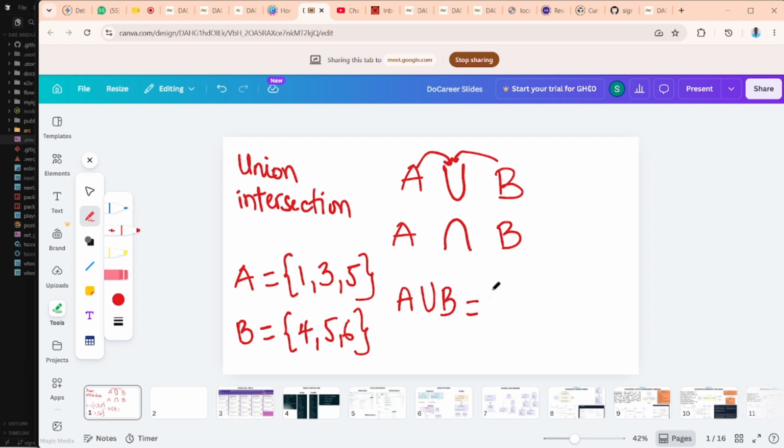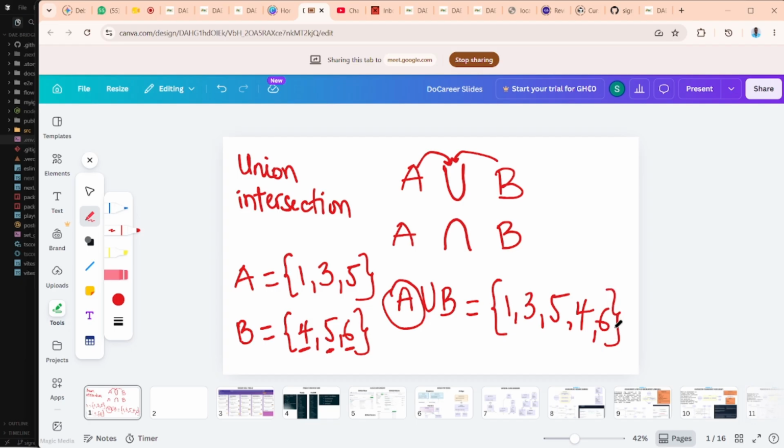So what happens is that I look at A, there is 1, there is 3, and there is 5. So I copy all the elements here. Then when I go to B, I look at 4. 4 is not inside already, so I put 4 there. 5 is already inside the union, so I ignore it and go to 6. And I put 6.